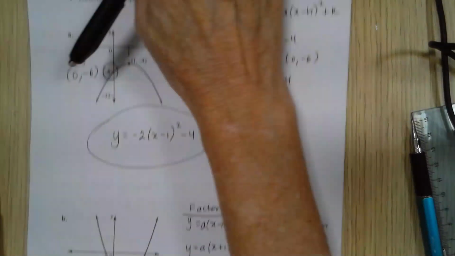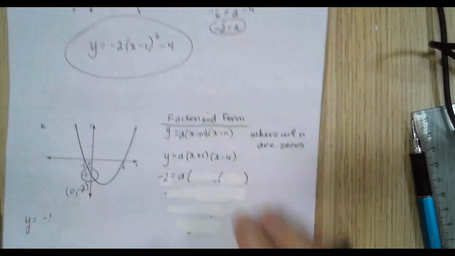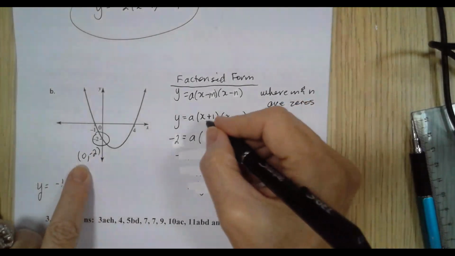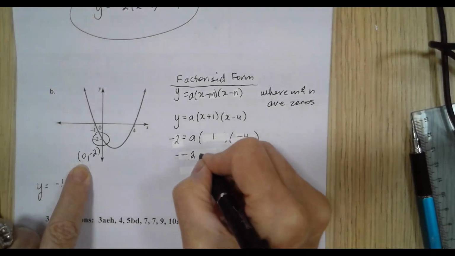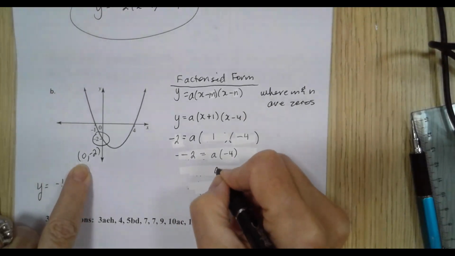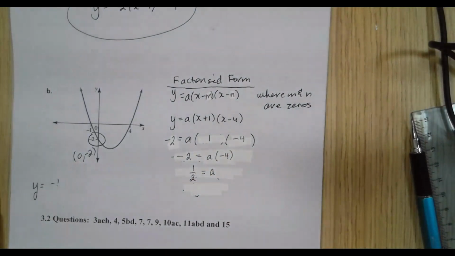Let me pause for a minute. I hope you were all screaming your lungs out when I was doing that. The x is 0, so that's a 1, that's a -4. So -2 equals a times -4. When I divide by -4, I get a is 1/2. Okay, that's a little bit better and easier too.